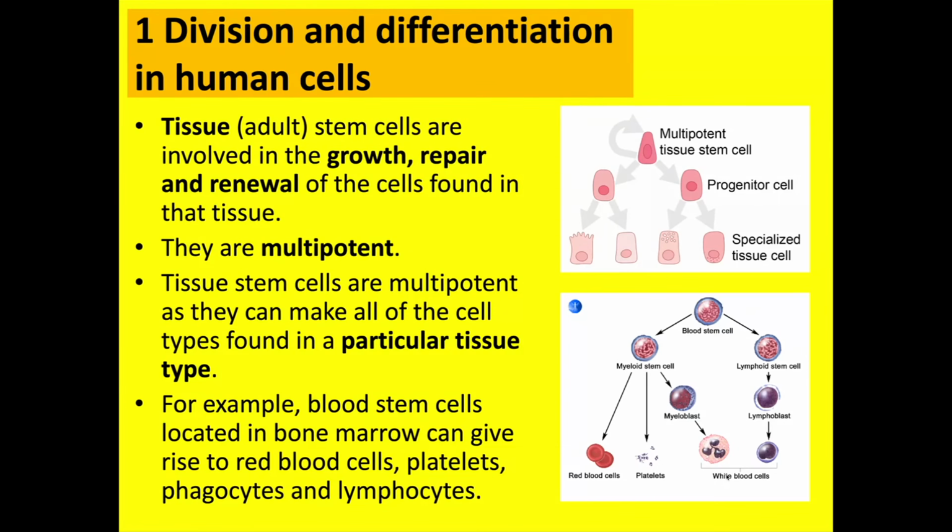So, for example, cardiac stem cells, ones found in the heart, can only make the cells that are found in the heart. Similarly, blood stem cells can only make the cells found in the blood. It gives you the example at the bottom there. Blood stem cells located in the bone marrow can give rise to red blood cells, platelets, phagocytes, and lymphocytes. And we know from National 5 those are two types of white blood cells. So the blood stem cells can only produce cells found in that particular tissue type. That's an important distinction to remember because in a moment we're going to look at a different type of stem cell which doesn't have those limitations.